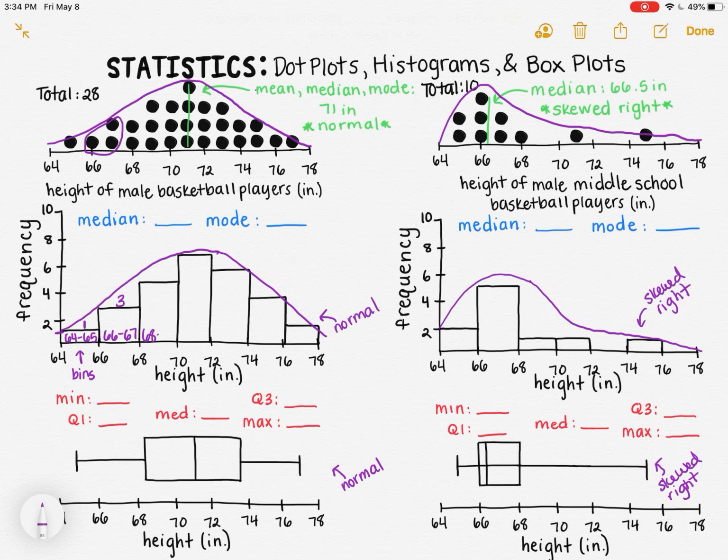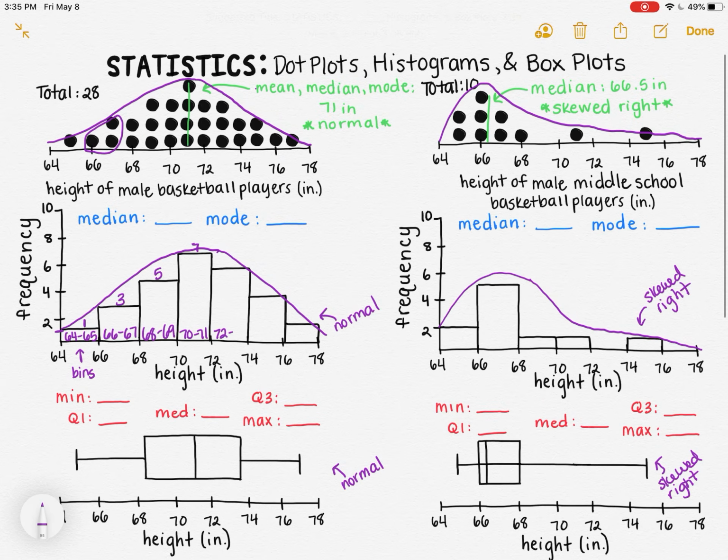The next bin is 68 to 69, and that bar goes up to 5. So there's 5 people in that bin. The next one is 70 to 71, which goes up to 7. So there's 7 people there. The next bar is 72 to 73 inches, and that bar goes up to 6. The next one is 74 to 75 inches. That one goes up to 4. And lastly, we have 76 to 77 inches, and that bar goes up to 2 people.